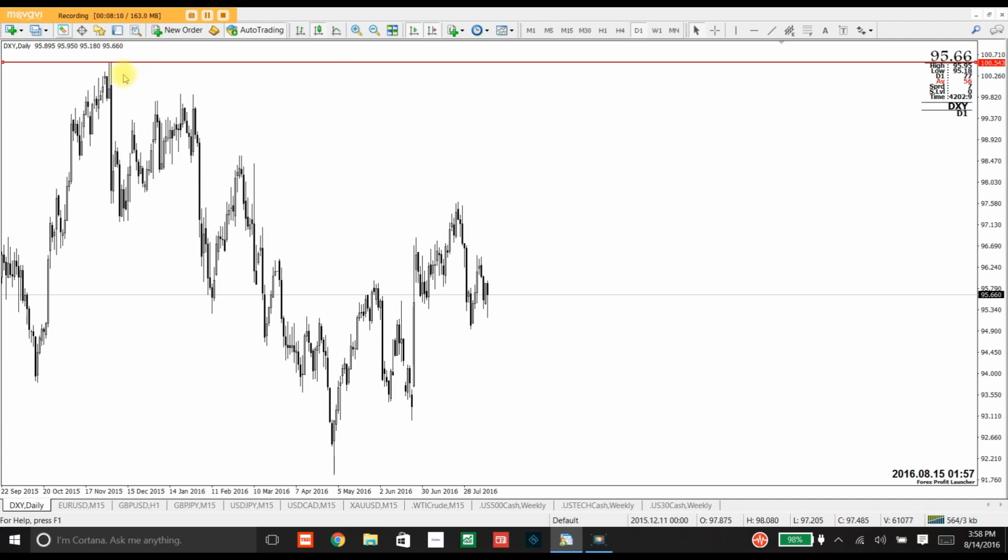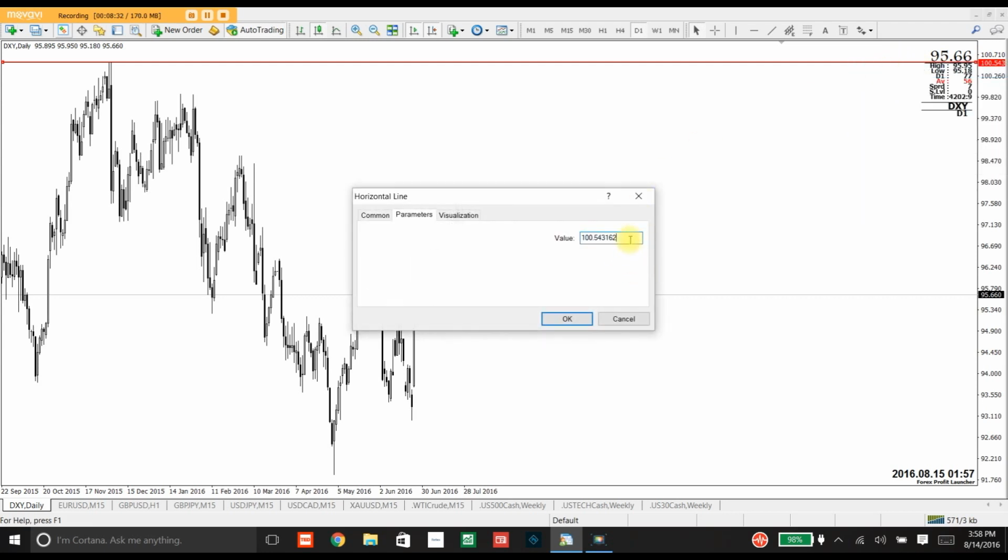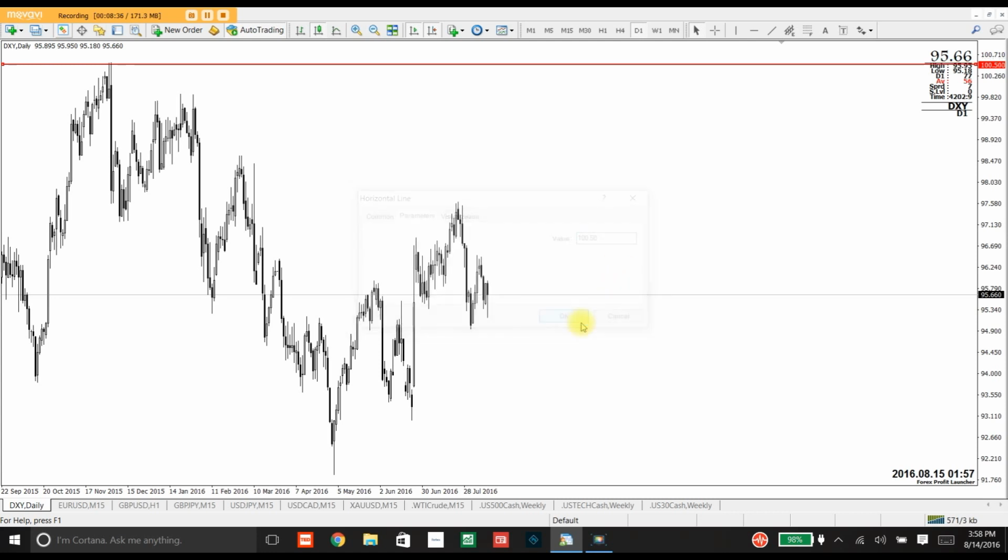Now, the high of this candle right here, these two candles, the high of this candle comes in at 100.55, okay? And this one comes in at 100.53, okay? Now, I'm going to go ahead and form fit this line to a round number. So I'm going to come to my properties, and I'm just going to make it 100.50, okay? That's personally what I do.